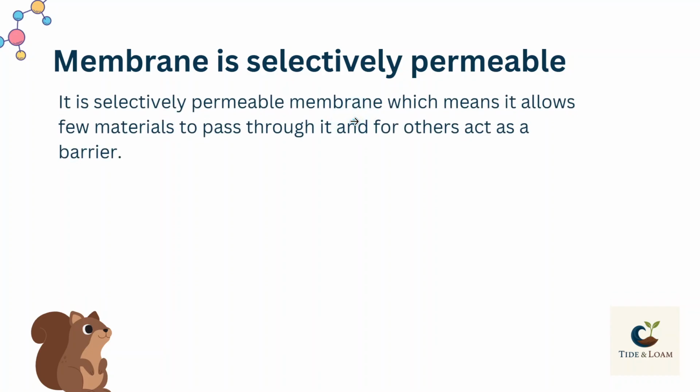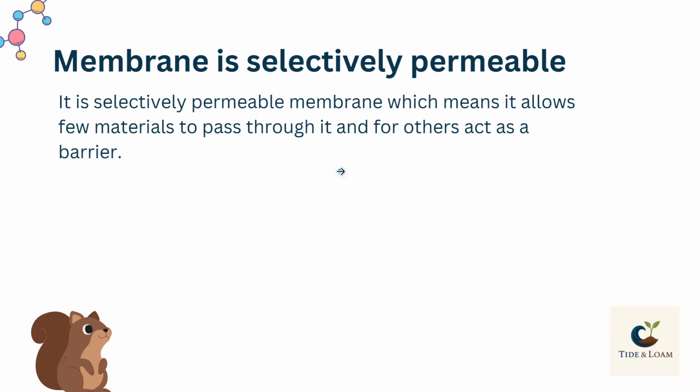So let's define this function of cell membrane. It is selectively permeable membrane, which means it allows few materials to pass through it and for others acts as a barrier. So cell membrane कुछ materials को अलाउ करती है कि वो सेल मेम्ब्रेन के थ्रू पास कर सके और सेल के साइटोप्लाज्म में जा सके, लेकिन कुछ मटेरियल, हार्मफुल मटेरियल्स के लिए सेल मेम्ब्रेन एक्ट्स एज अ बाउंड्री एंड इट प्रिवेंट्स देम फ्रॉम पासिंग थ्रू सेल मेम्ब्रेन एंड एंटर इन द साइटोप्लाज्म.